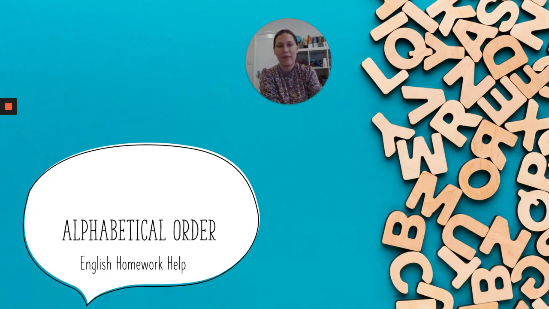This week we're talking about the topic of putting words into alphabetical order, which is a really common task we get given for spelling words with homework and that sort of thing. Okay, let's have a look.